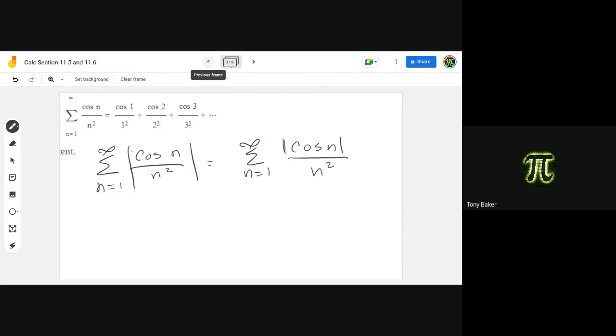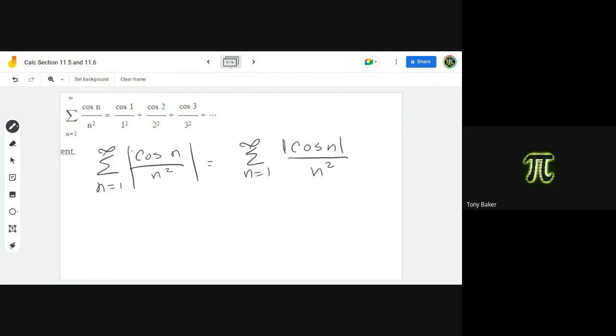Unlike the last couple problems where the absolute value disappeared, because in essence it was just getting rid of the negative sign that was there, this one I can't get rid of the absolute value because cosine doesn't switch constantly. I still need to find the absolute value of that. So we need to show that that is convergent or divergent. That's what we're looking at.